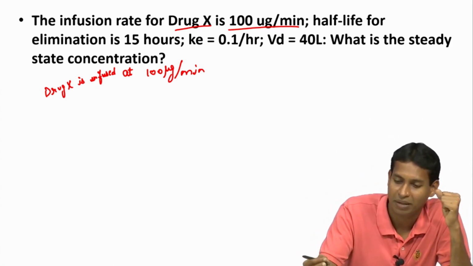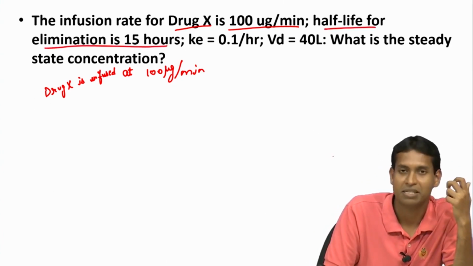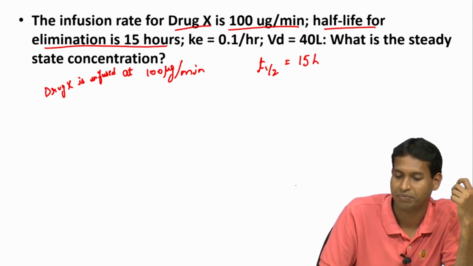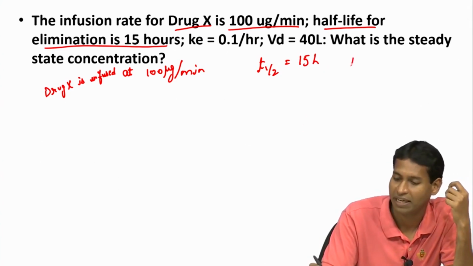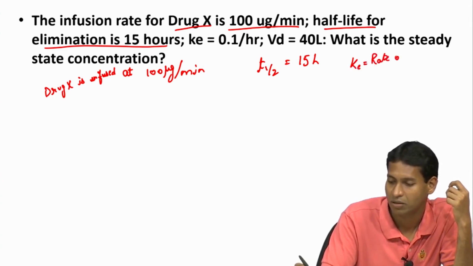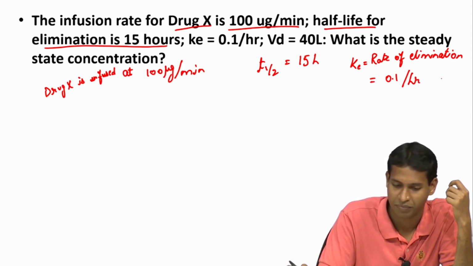And then they are talking about elimination here as well, and they are saying the half life for the elimination is about 15 hours. So, we know that T half is equal to 15 hour. Then they have given the rate of elimination also. So, the Ke, which is the rate of elimination, is equal to 0.1 per hour.